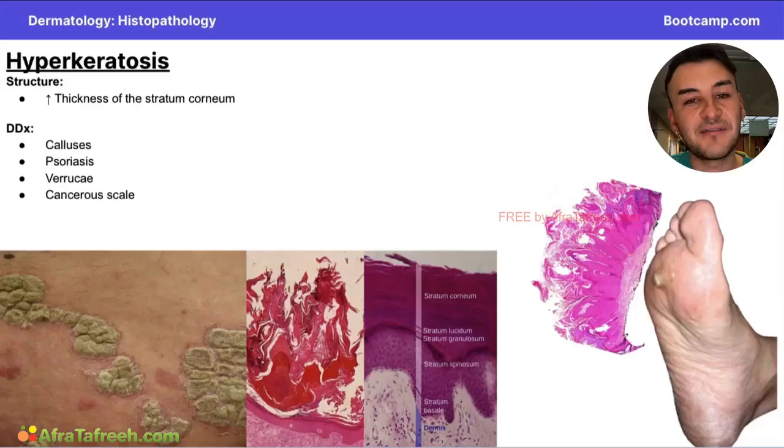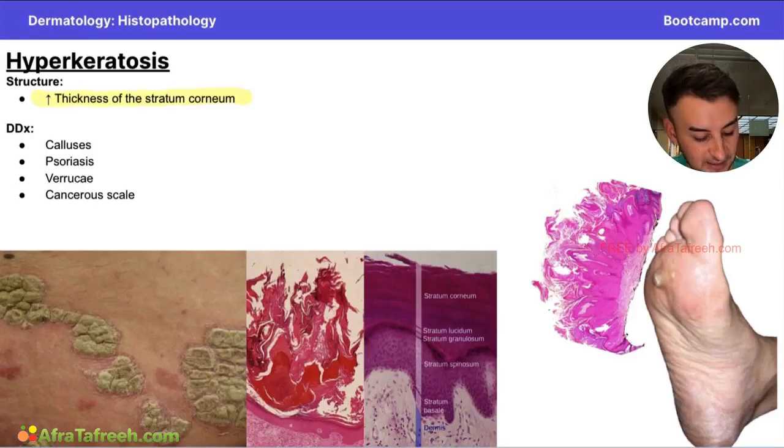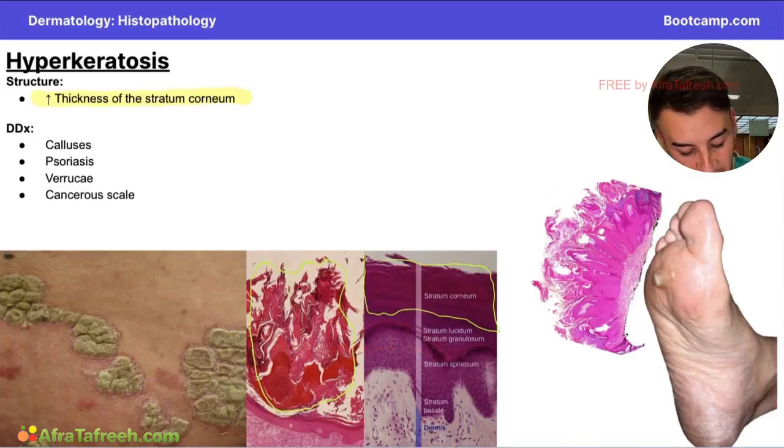Let's get busy. First, let's talk about hyperkeratosis, which is going to be increased thickening of the stratum corneum, which is going to be the most superficial layer of the epidermis. Let's outline that here in our picture. So this is a normal stratum corneum, and then over here, we have a very thickened, increased stratum corneum of a verruca. Here's another example over here. This wart has an extremely thick stratum corneum.